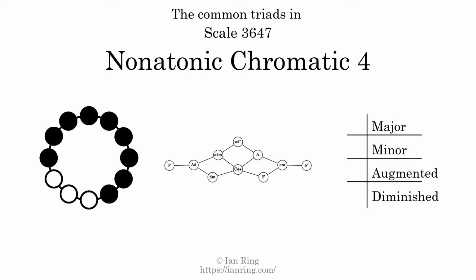The diagram in the center is a graph of parsimonious voice leading between triads. There are 3 major triads. There are 3 minor triads. There is 1 augmented triad. There are 3 diminished triads. There is no Hamiltonian path through the graph that uses all the triads.